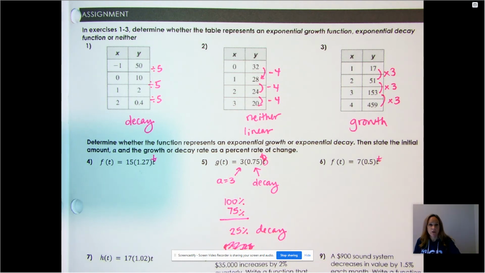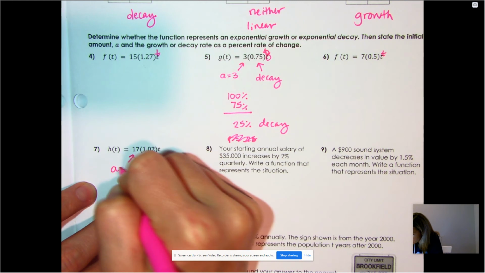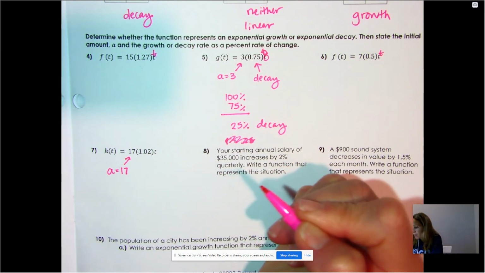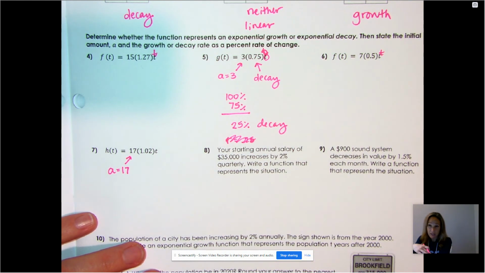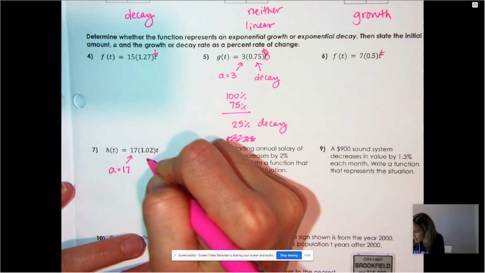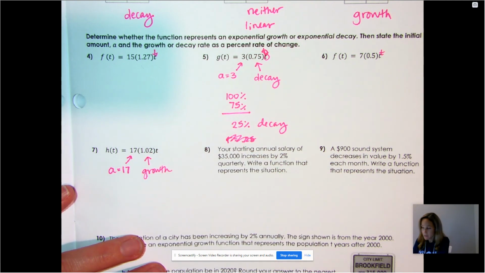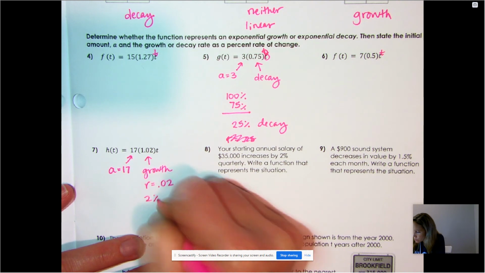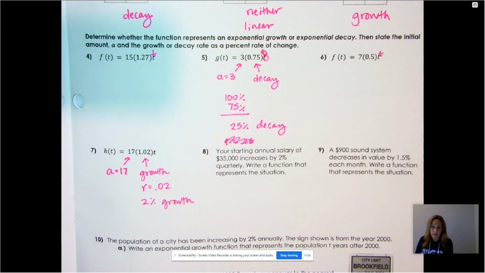So then we are going to go ahead and look at number 7. So this one, the initial value is 17. And then the rate, yeah, this one I would have said over here that the rate was negative 25% because it's subtracting off of 1. This one we're going to look at and see, oh, it's growing, right? Because it's above 100%. Well, what is the rate that's being added on? 2%, or you could say 2% growth. Okay, we're going to skip number 8. We're going to go right on to number 9.